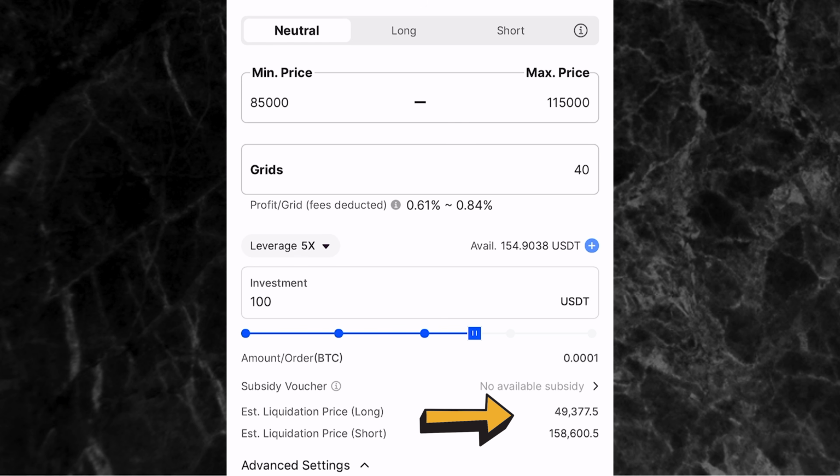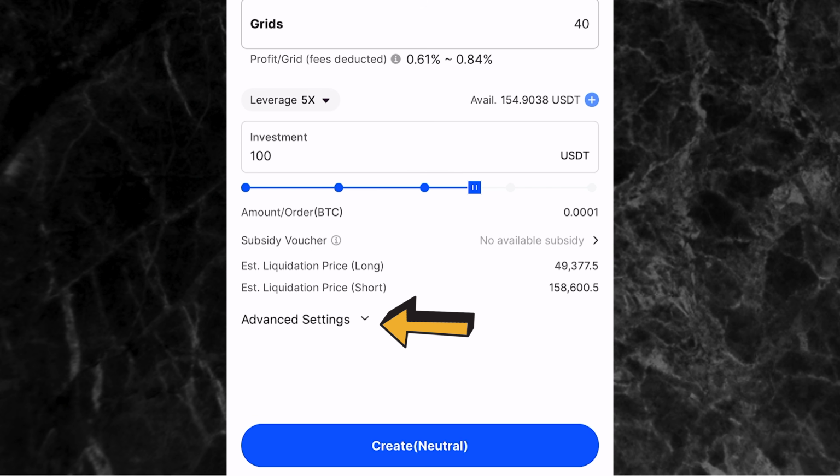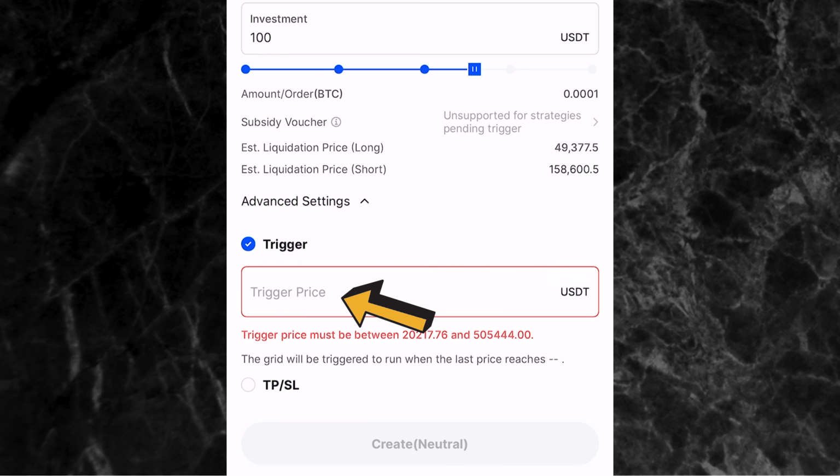So that means that if it gets to any of these two prices, I'll be losing all my $100. That's the meaning. Now the next thing is to click on these advanced settings right here. So if you click on it, you see where you have trigger and take profit or stop loss. So for this trigger, just like I explained for the spot grid trading bot, you need to enter the price at which you want the trading bot to start.